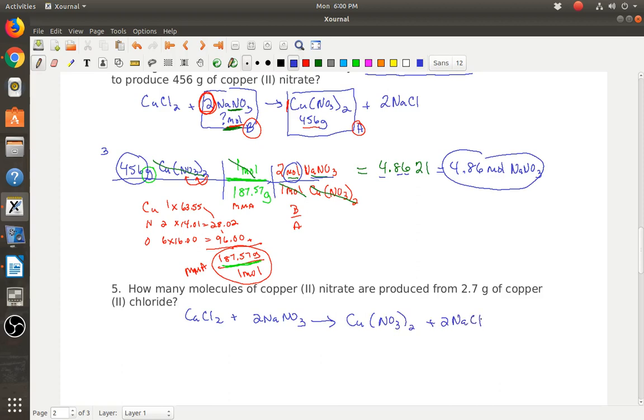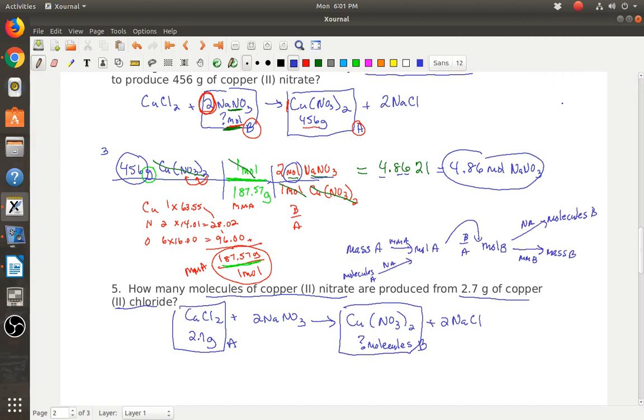And we need to look, I'll use the pathway before. How many molecules of copper 2 nitrate? So this time I don't want moles, I want molecules. Are produced from 2.7 grams of copper 2 chloride. 2.7 grams. So this is molecule A, this is molecule B. I put the pathway back up there, so let's figure out where we are on the path. We are starting with A and mass, so we're here. And we need to know molecules of B, so we need to go here.